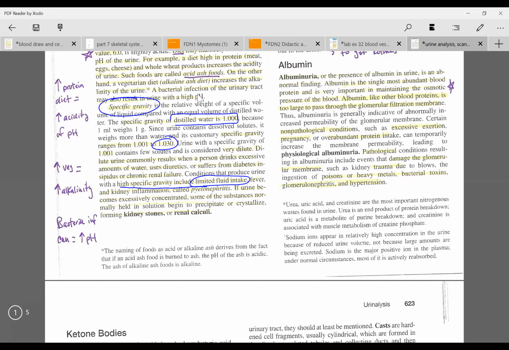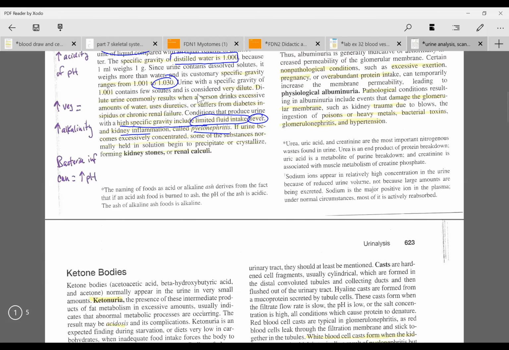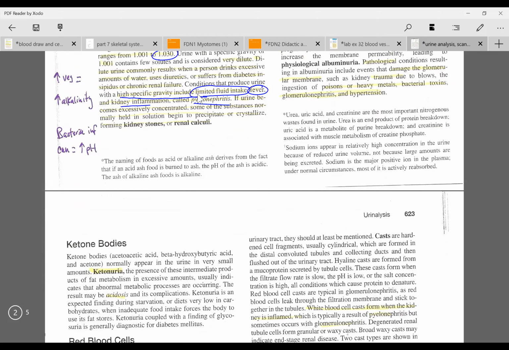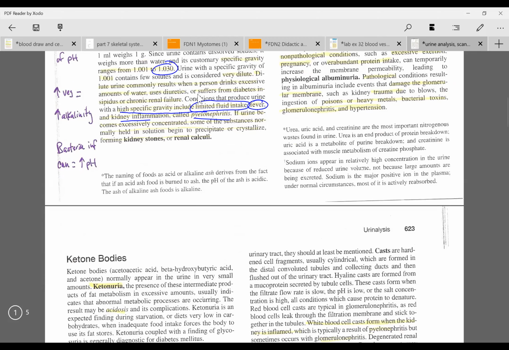If there's an associated fever with high specific gravity, you can think kidney inflammation. That's called pyelonephritis. If they're dehydrated long enough, not enough fluid is getting circulated through the kidneys. You can develop kidney stones, also known as renal calculi.